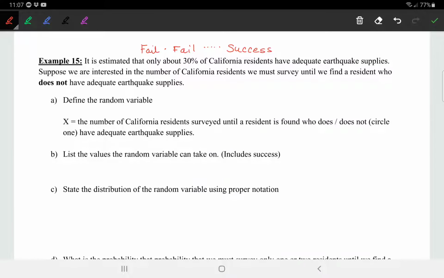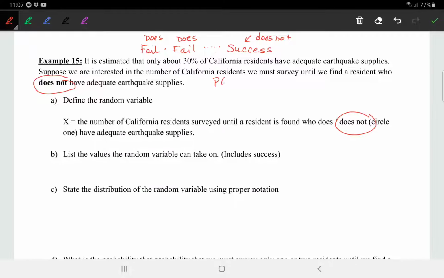Now let's define what success and failure means. We are looking for the resident who does not have adequate earthquake supplies, so success will be defined as "does not," and fails will be defined as "does." So we can define our random variable now. Let X be the number of California residents surveyed until a resident is found who does not have adequate earthquake supplies.